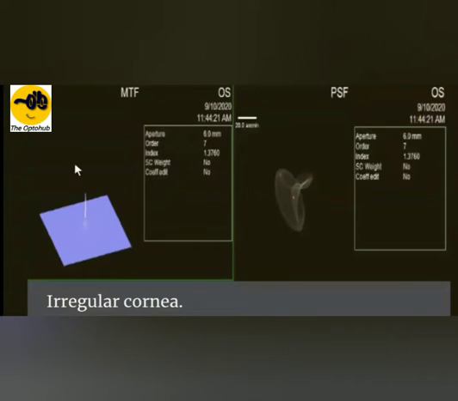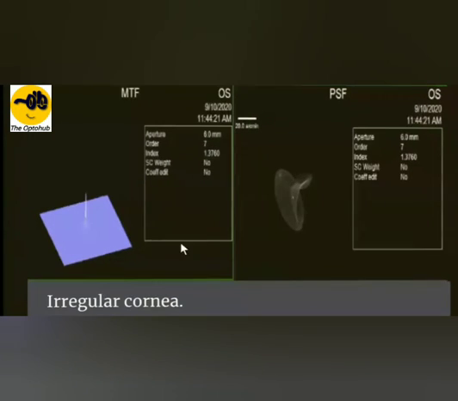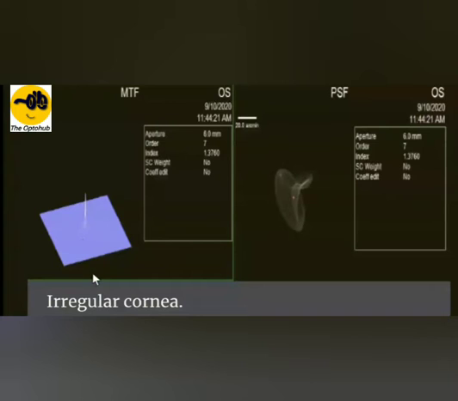So one should remember that these are inversely proportional to each other. In normal cases, the MTF will be wide and the PSF will be shrunk. On the other hand, if there is an irregular cornea or imperfect optics, the modulation transfer will shrink, and the PSF will be much more spread out.